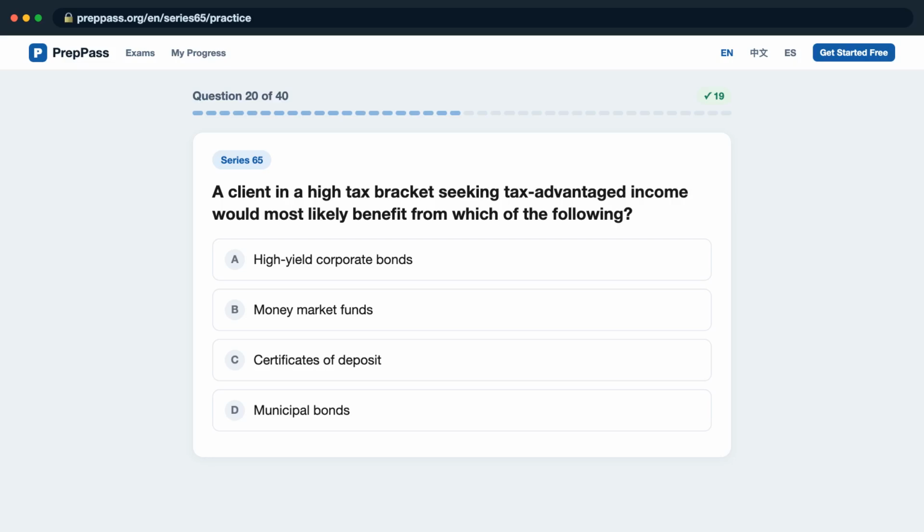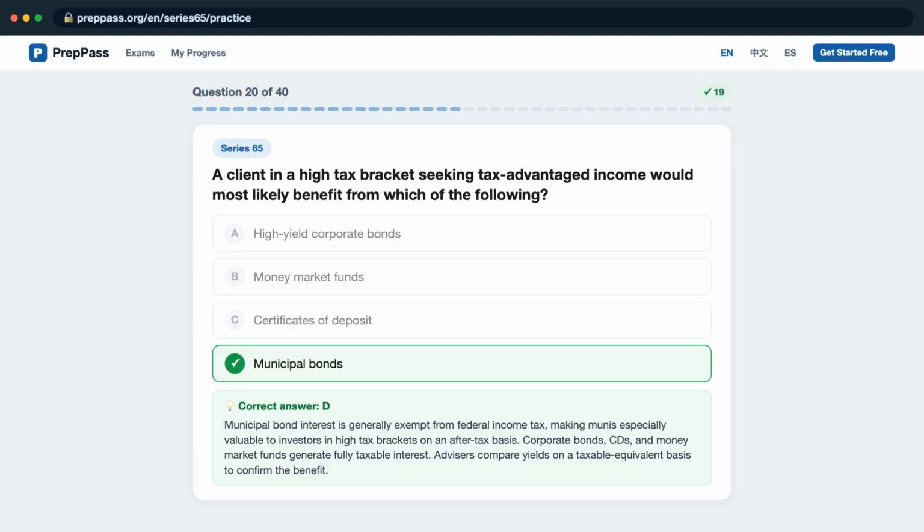Question 20. A client in a high tax bracket seeking tax-advantaged income would most likely benefit from which of the following? Is it A. High-yield corporate bonds, B. Money market funds, C. Certificates of deposit, D. Municipal bonds? The correct answer is D.